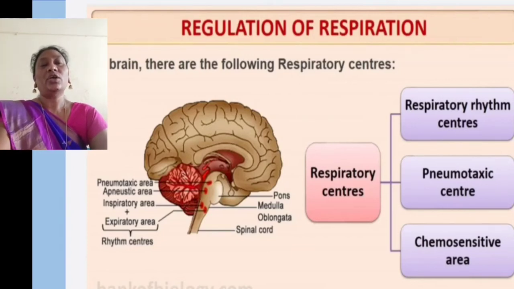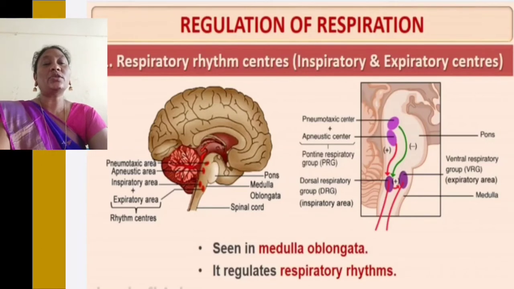The brain consists of respiratory rhythm centers. Rhythm centers mean inhalation and exhalation. Then the pneumotaxic centers and the chemosensitive centers. Respiratory rhythm centers are mainly present in the medulla oblongata, and they regulate the respiratory rhythm. In the picture you can see the pons and the medulla oblongata. In this part we can see that respiratory rhythms are taking place.